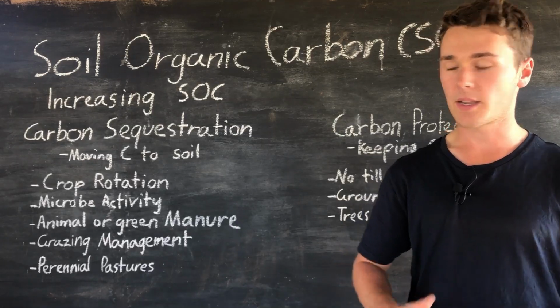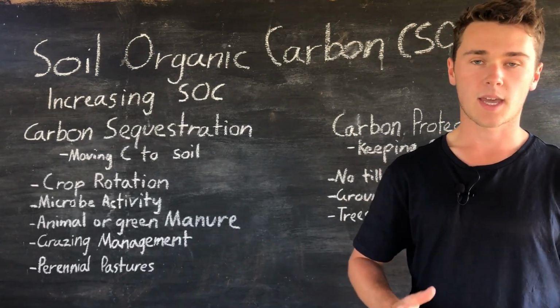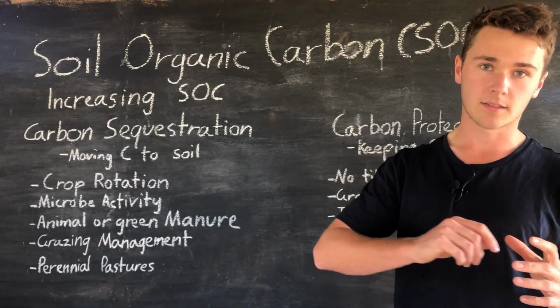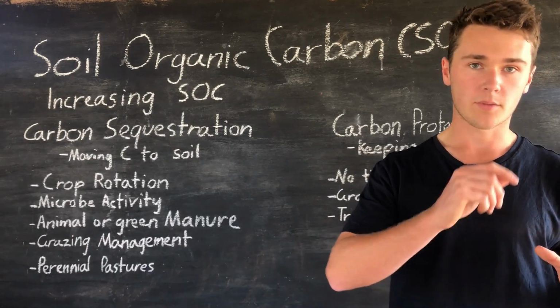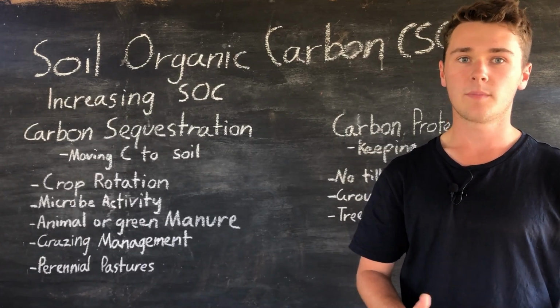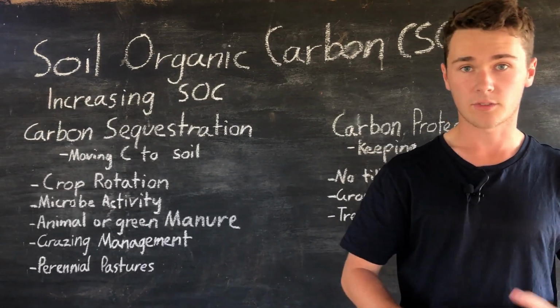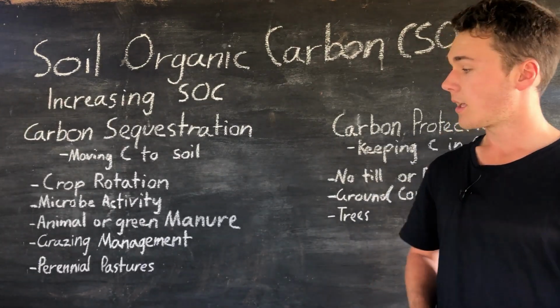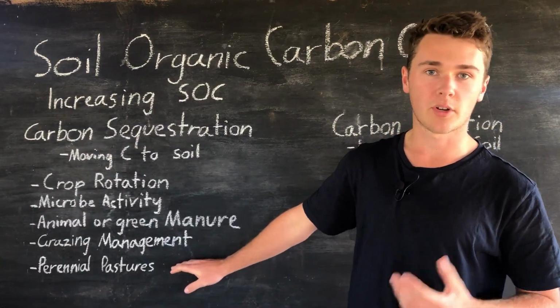So this is better than, say, continuous grazing, because in continuous grazing the cows can go from paddock 1 to paddock 10 and back to paddock 1, and so it doesn't give the pasture that much time to recharge and grow back. So another strategy that we can implement is the use of perennial pastures.